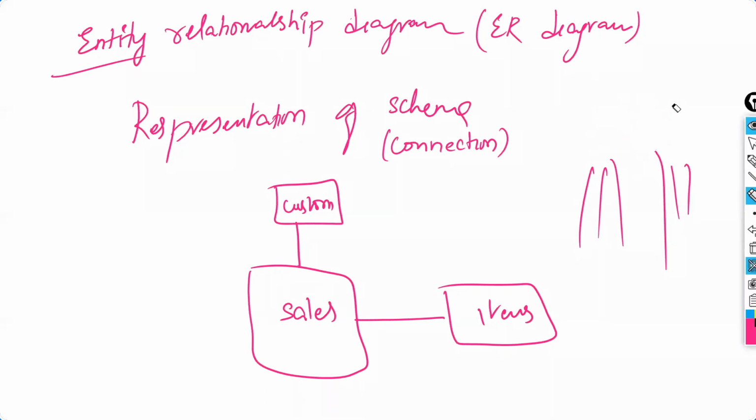Whatever the representation of the schema is inside the database, that representation is called an ER diagram. ER diagram is a representation of the schema, simply to say. Okay, it is a diagram. How you are going to draw the schema on paper. The diagram will be only on the paper, not inside the database.